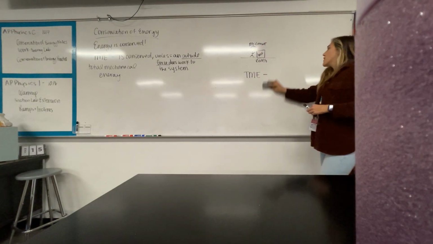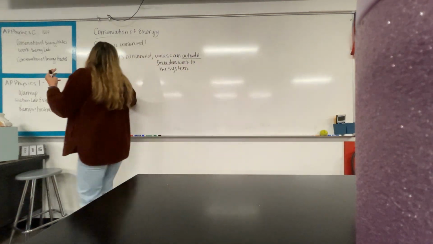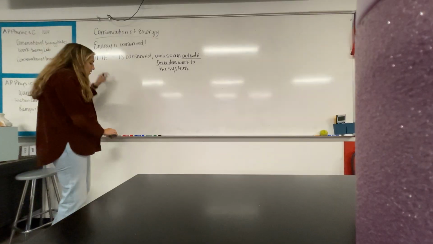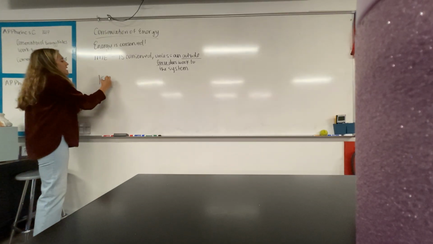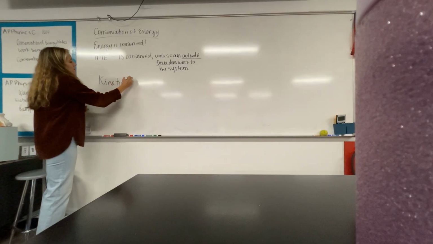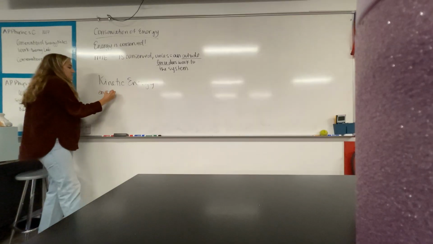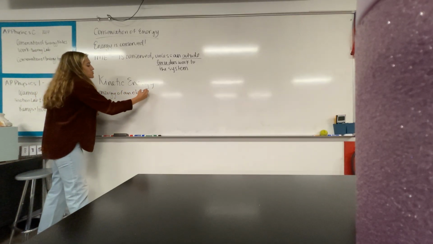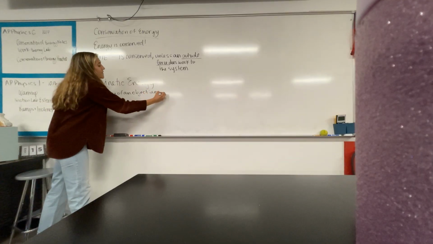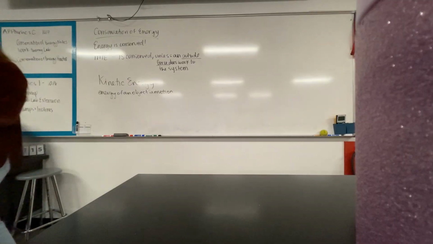Okay, so then back to the basics. We have three main types of energy that we're going to include in our system and call total mechanical energy. That has not changed. The first one is kinetic. Kinetic energy is the energy of an object in motion. So it has to be moving to have some kinetic energy. If it's not moving at all, it does not have kinetic energy.